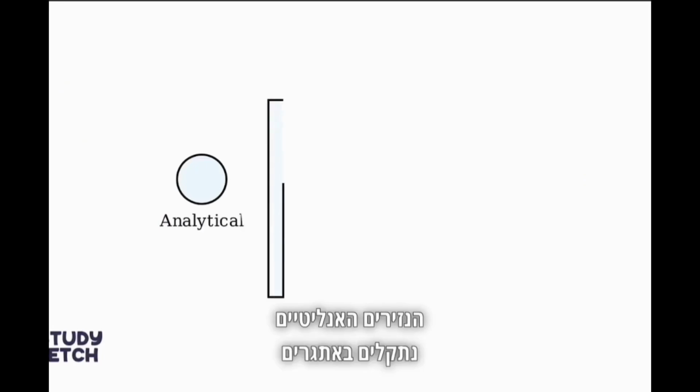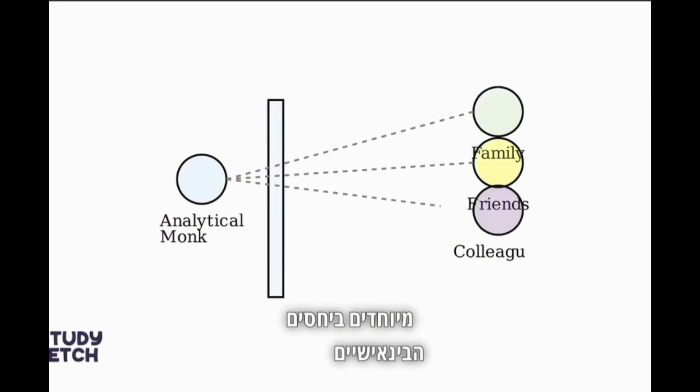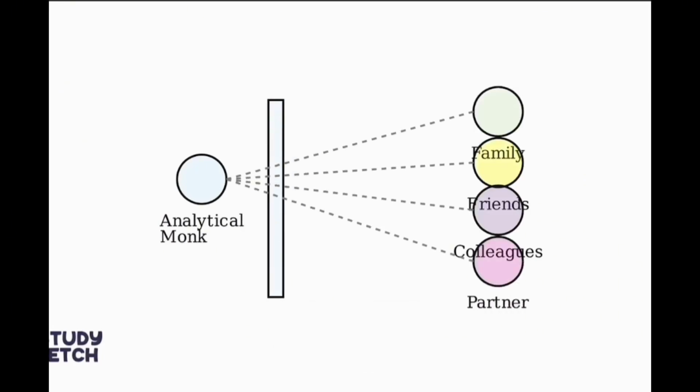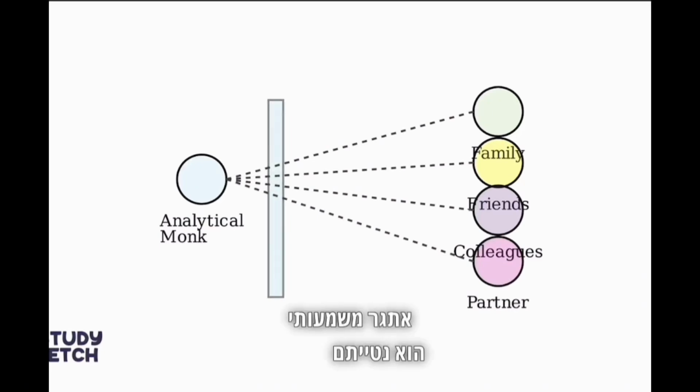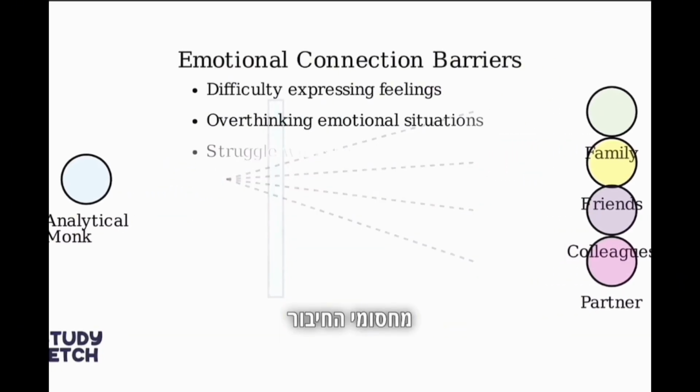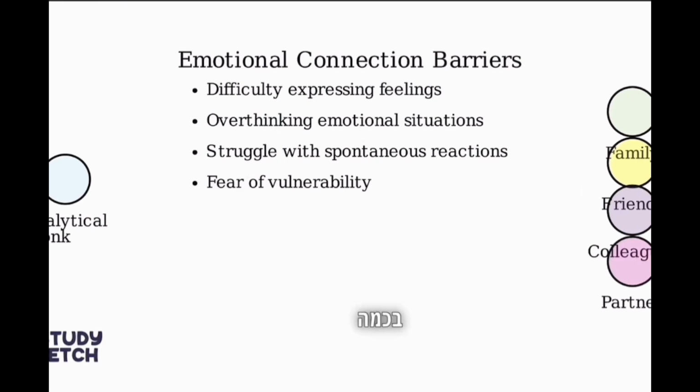Analytical monks face several unique challenges in their interpersonal relationships. A significant challenge is their tendency to maintain emotional distance, often creating invisible barriers between themselves and others. Their emotional connection barriers manifest in several ways, affecting their ability to form and maintain deep relationships.